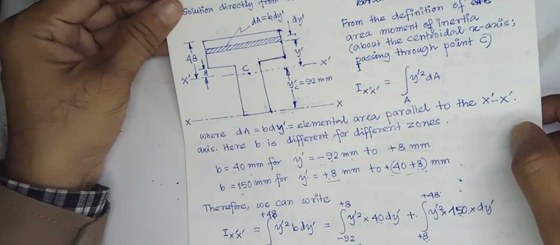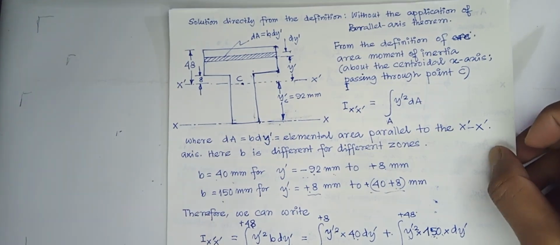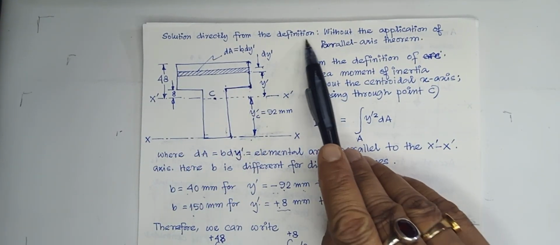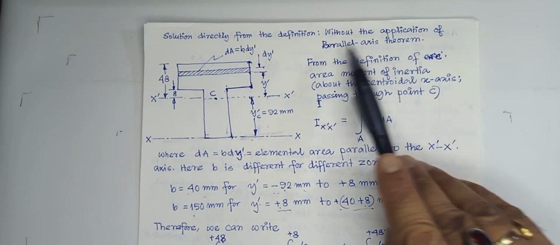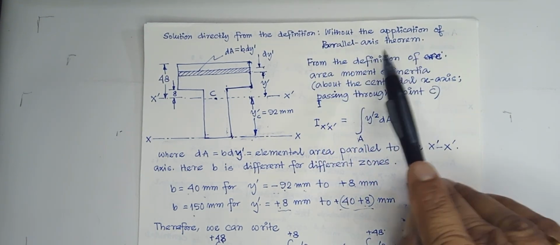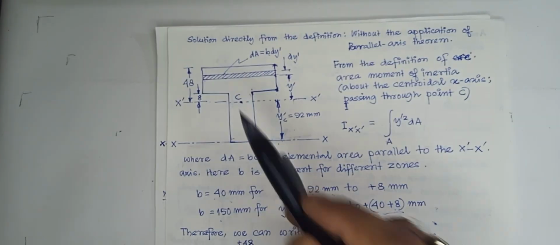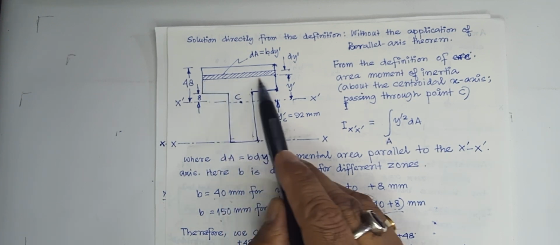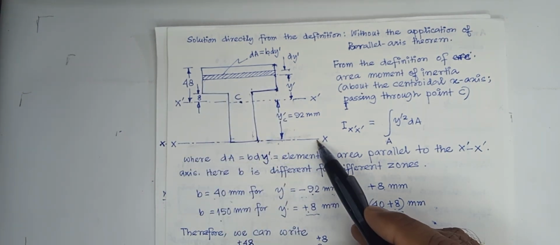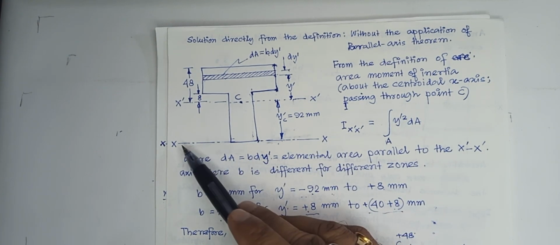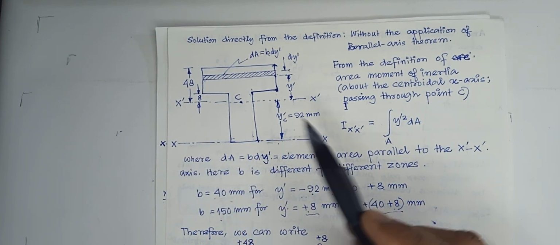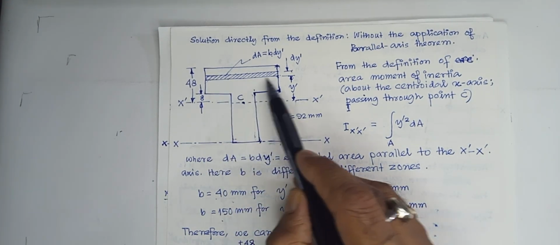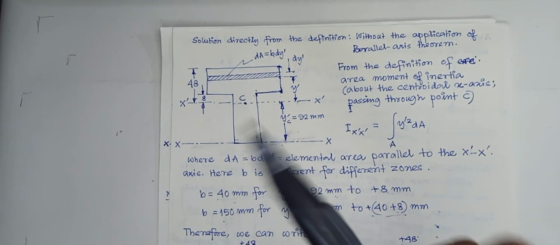Now as we know, for the definition we will basically integrate. So here I do the solution directly from the definition, that means without the application of the parallel axis theorem. So I take a rectangular strip here that is parallel to the axis about which I want to calculate the moment of inertia, that means the centroidal x-axis. Therefore this strip is parallel to that axis.